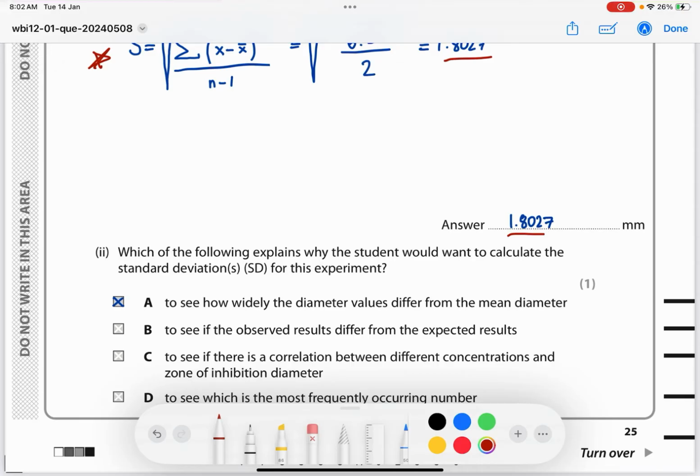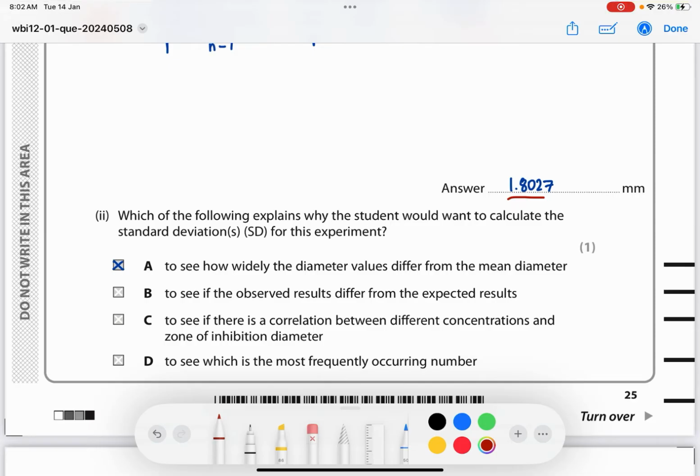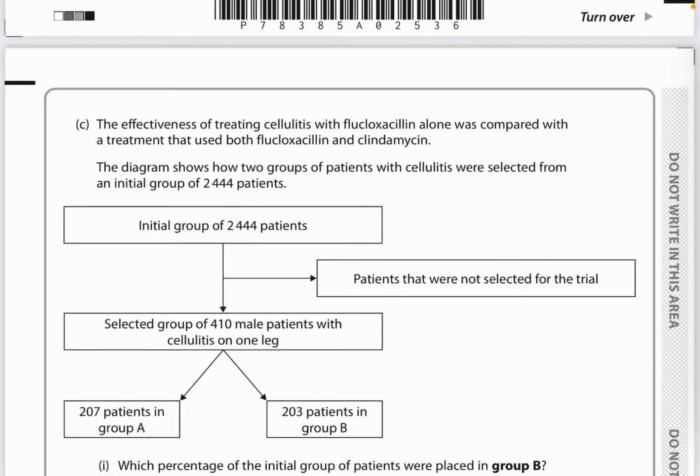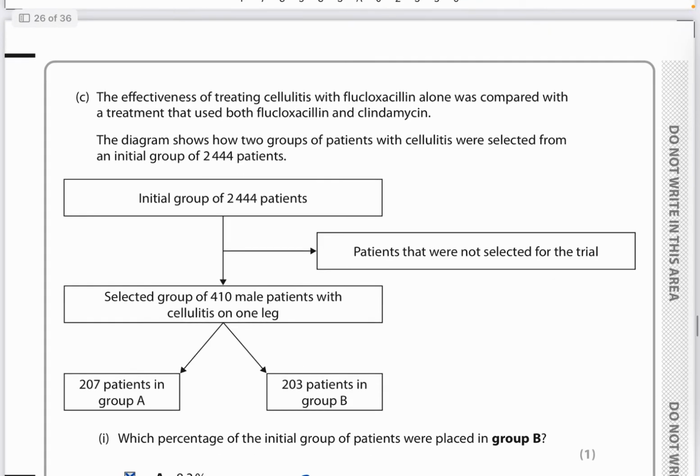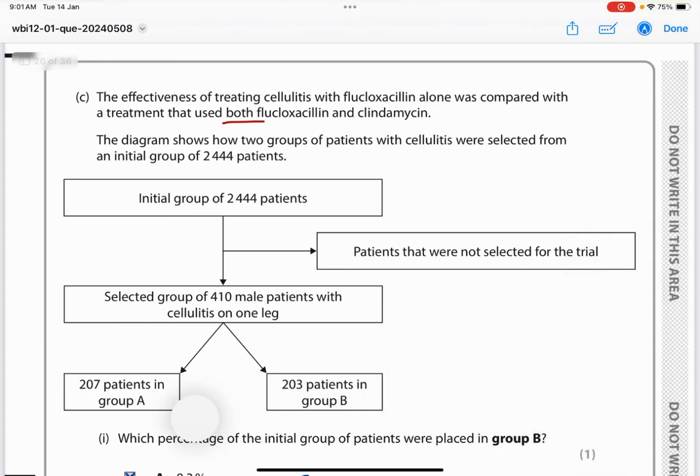So which of the following explains why the student would want to calculate the standard deviation for this experiment? We know that it's to see how widely the diameter values differ from the mean diameter. The effectiveness of treating cellulitis with the antibiotic alone was compared with a treatment that used both the antibiotic and clindamycin.